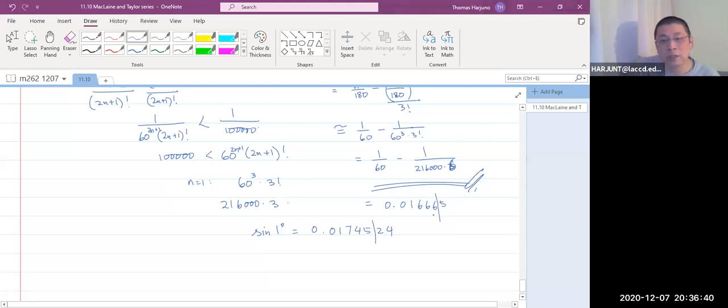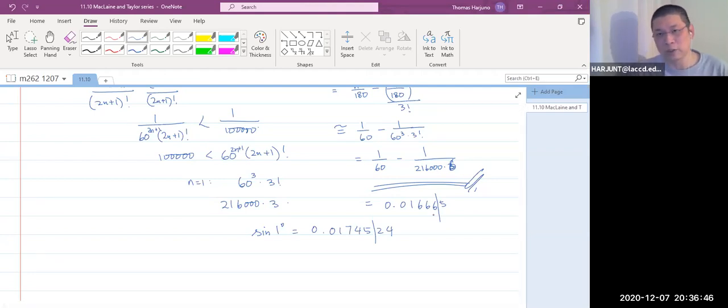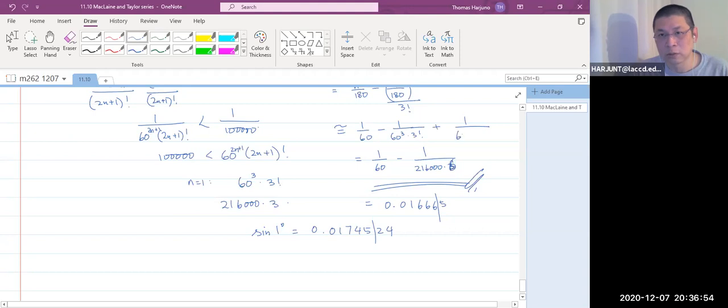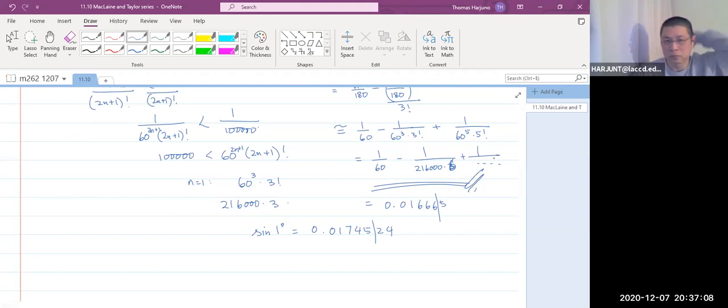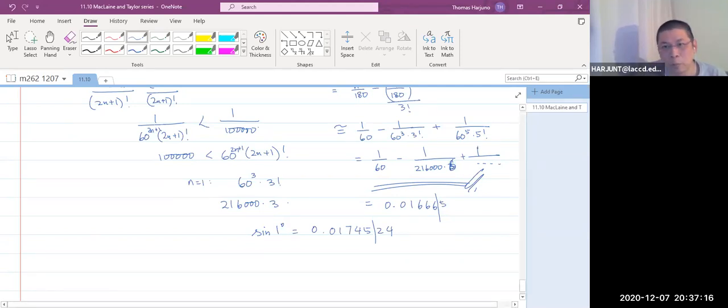But that's because I estimate pi over 180 by 1 over 60. So if you want to take care of that possible error, then you do another one. Okay? That's how I did it in that test. It's kind of painful to compute this by hand, though. Very painful, to be honest with you.